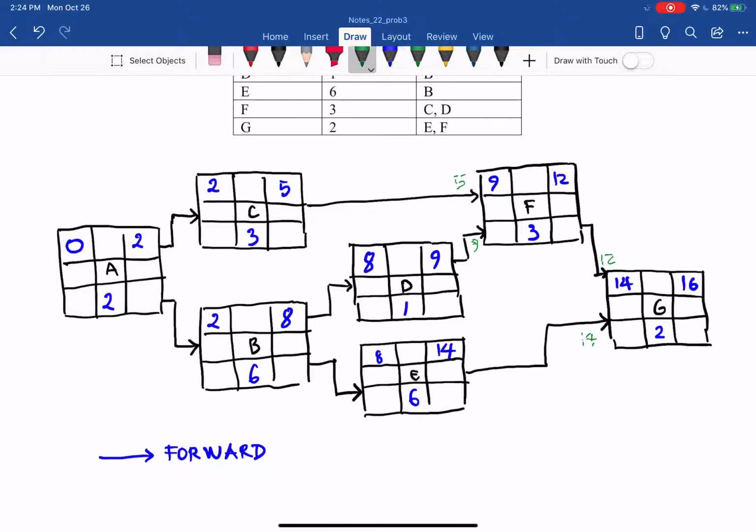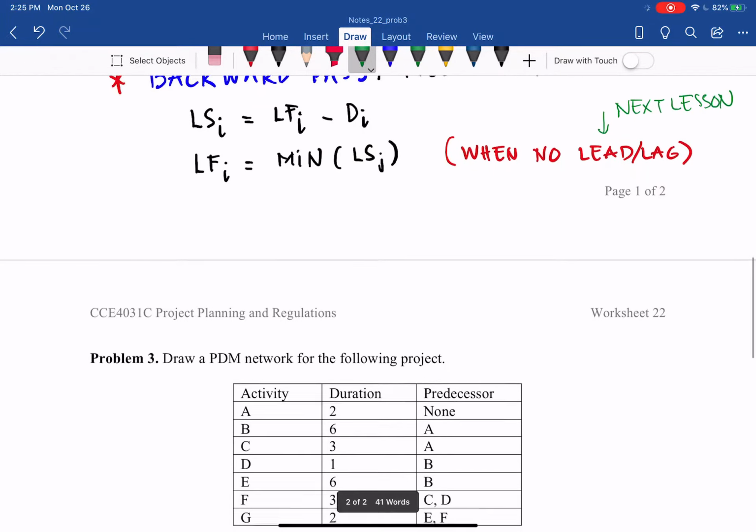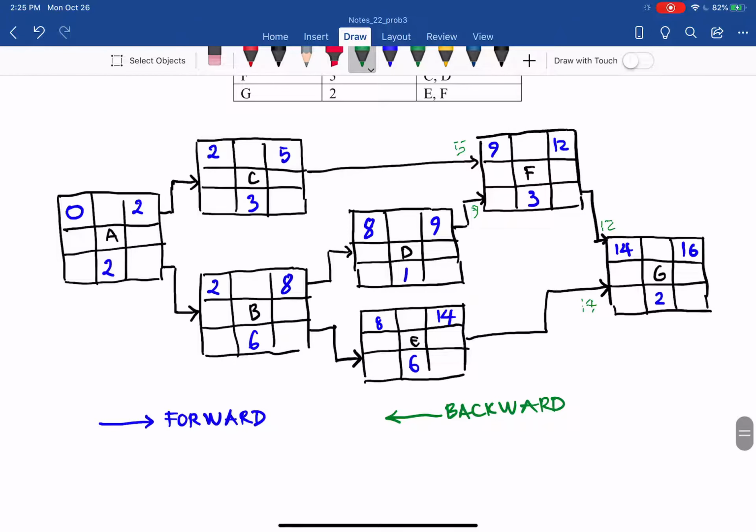Now go backward. Go from right to left to determine late start and late finish. Late start equals late finish minus duration. So backward, we subtract and take the minimum. Late finish of the predecessor equals the minimum of the late start of the successors. Before we move backward, the early finish becomes the late finish, so here you get 16.